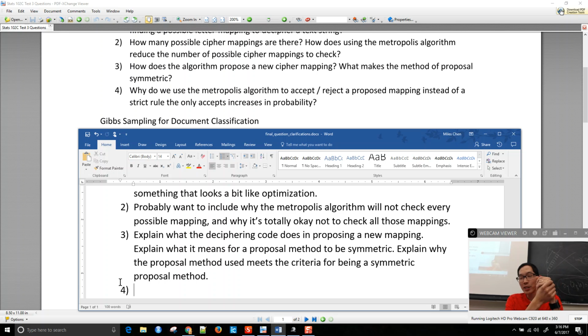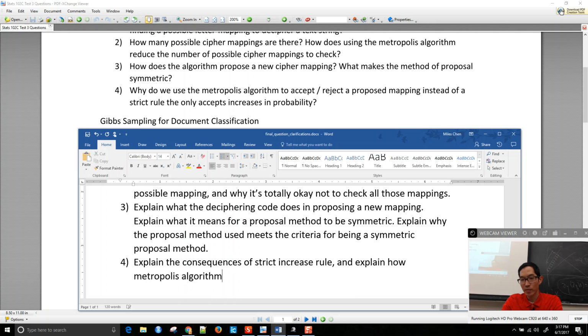Okay, why do we use the Metropolis algorithm to reject a proposal mapping instead of a strict rule that only accepts increases in probability? I guess explain the consequences of a strict increase rule, and explain how the Metropolis algorithm avoids those consequences. All of these should be part of your explanation, so make sure you touch on these topics in addition to answering the question itself.